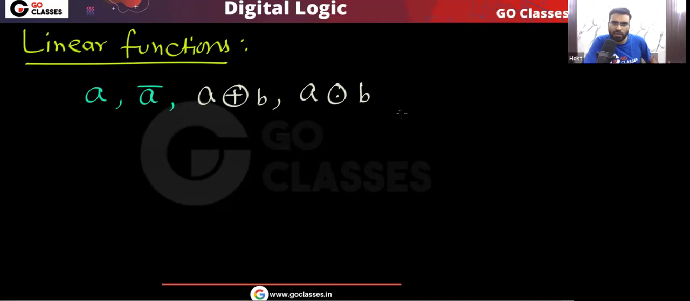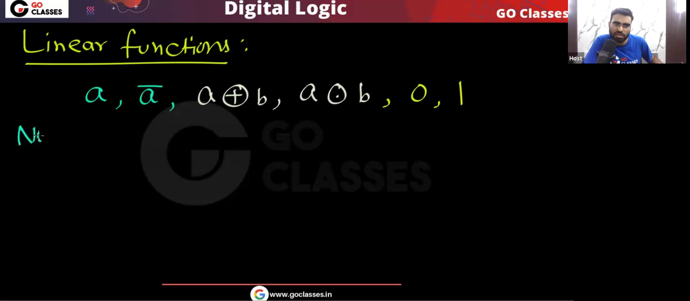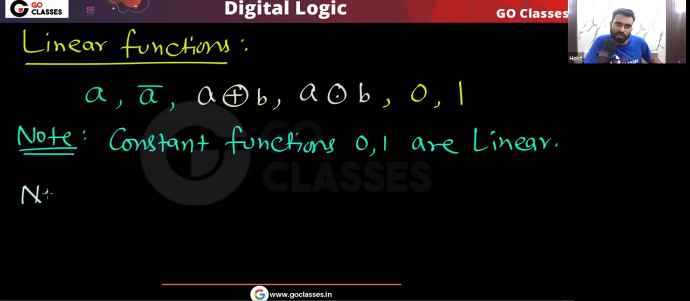Let me tell you one more thing. This is important. Constant functions are linear. Constant function 0 and constant function 1, these are also linear. Is this clear? So this is a note: constant functions are linear. Constant functions means 0, 1. These are linear. Okay. What are not linear functions?